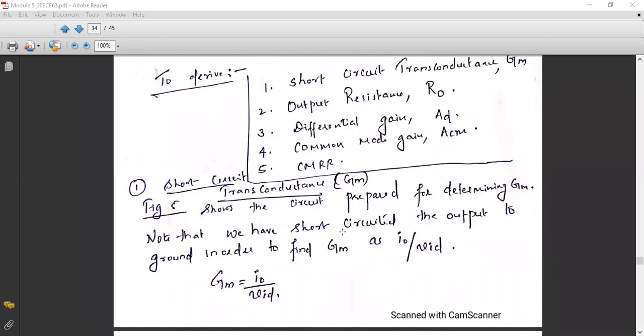So before going to the small signal circuit, let us define what a short circuit transconductance is. It is defined as the ratio between the output current and VID.